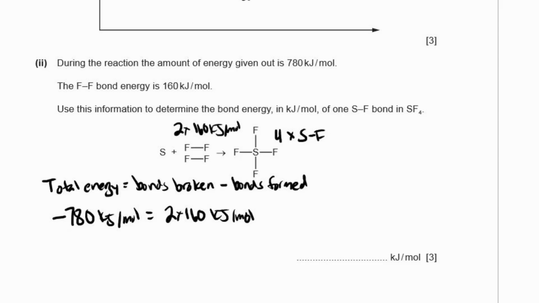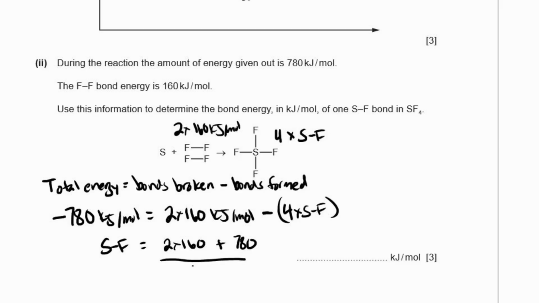minus 4 times the SF bond. So if we want to find the SF bond, SF, that equals the 2 times 160 plus 780 divided by 4, because we have the 4 SF bonds.